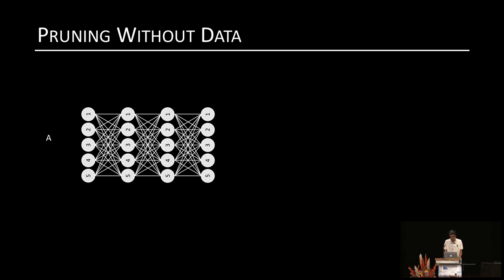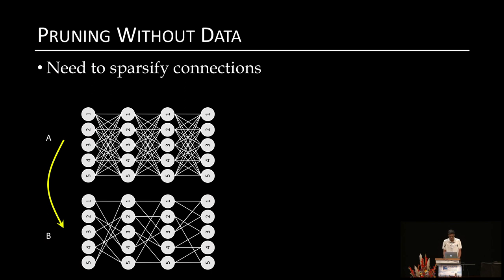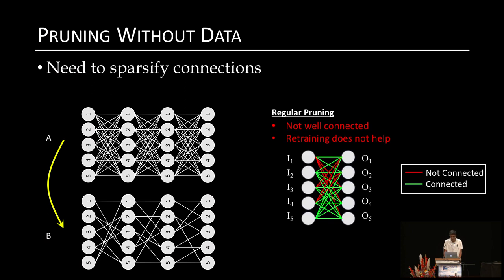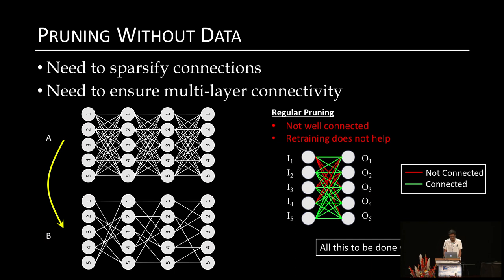The question we now have is this: how do we prune without training, without the use of data? Given a fully connected graph, we need to sparsify the connections, that is, go from A to B. Notice that regular pruning strategies result in a partially connected graph, such as the one in B. Some connectivity is lost between some input and output pairs, and it will never get connected again, no matter how long you retrain. In our setting, hence, we need to ensure that connectivity is high across multiple layers, and all of this needs to be done before we even look at the data.